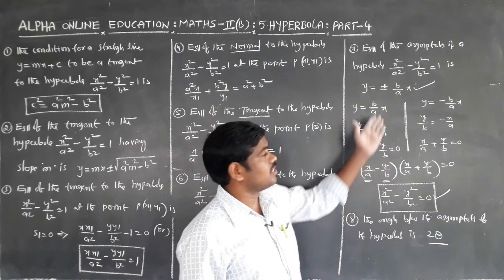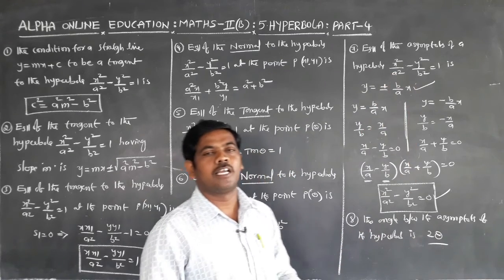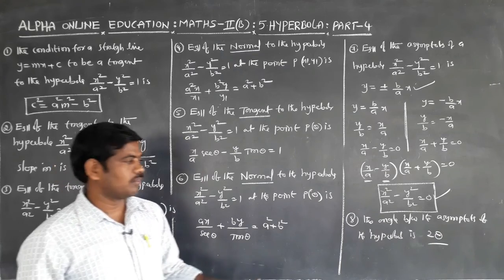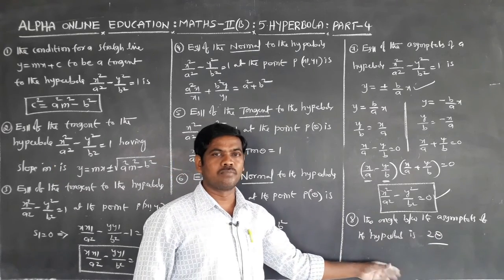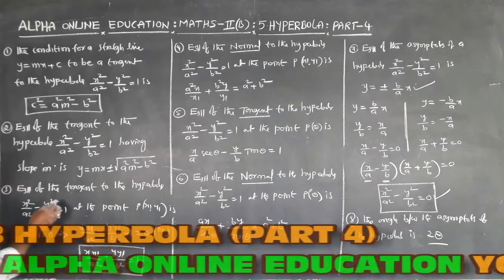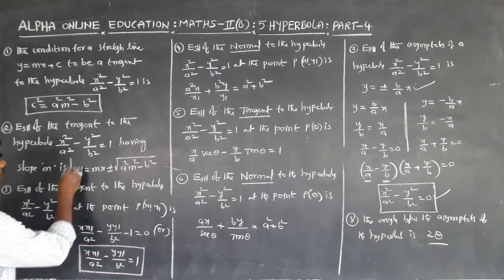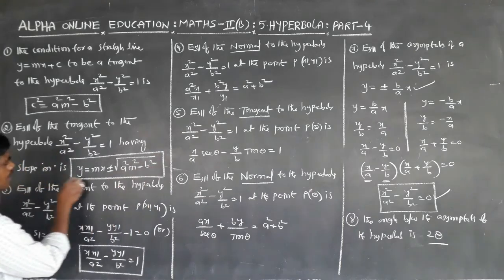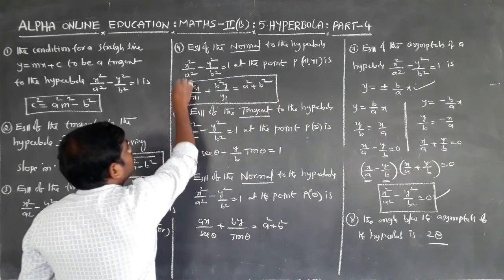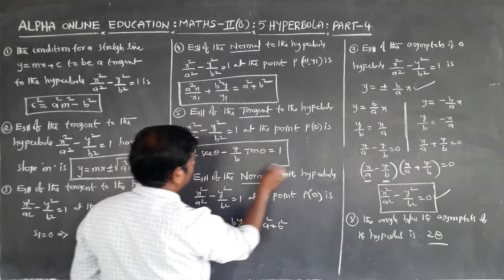Next one is the equation of the asymptotes of the hyperbola: y equal to plus or minus b by a x. Next one, the angle between the asymptotes of the hyperbola is 2 theta. These are the formulas. This is the most important formulas.